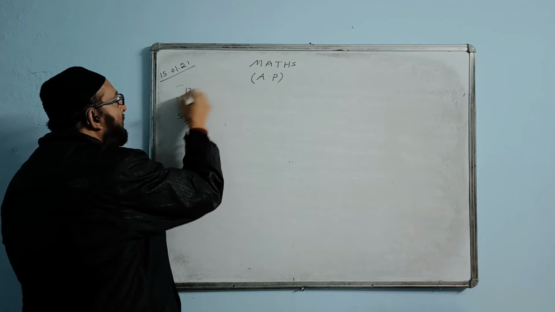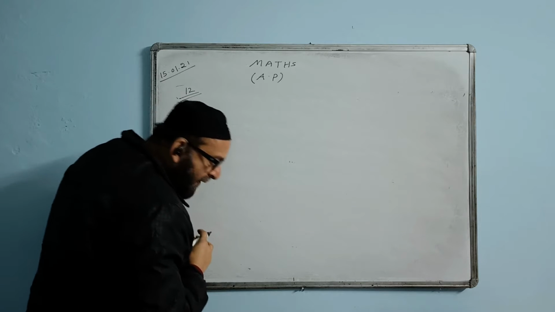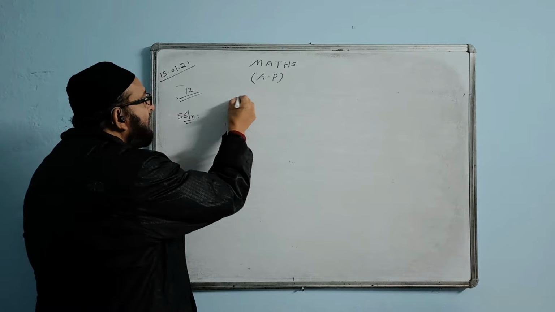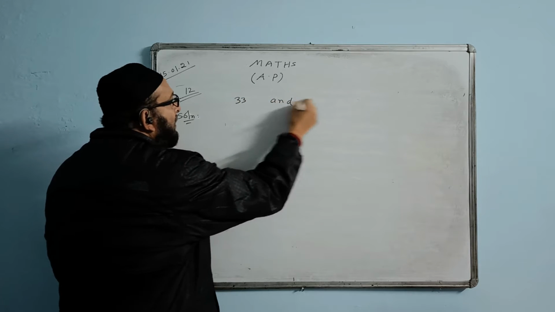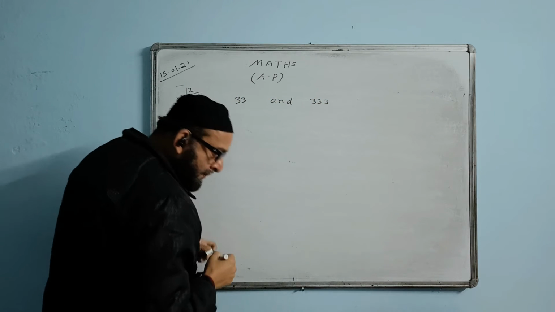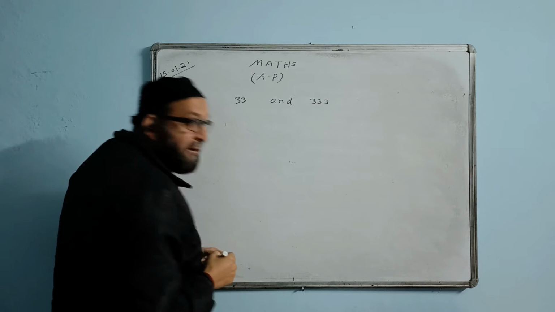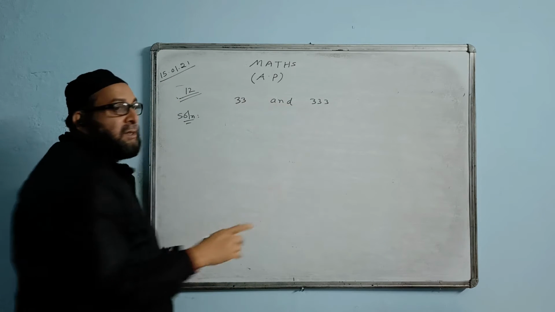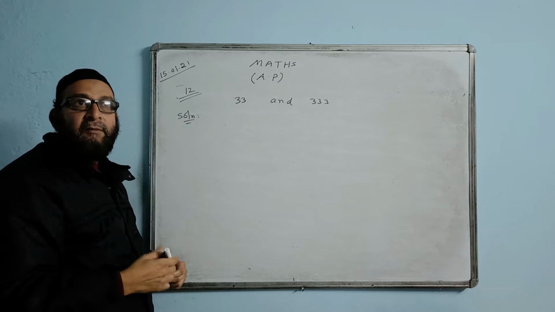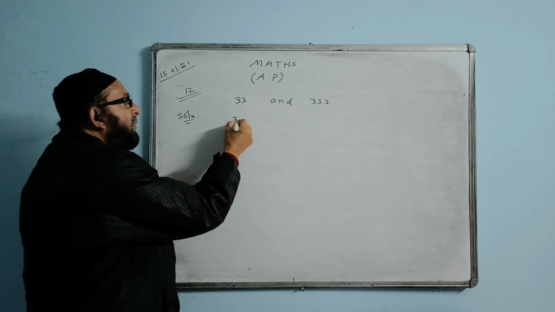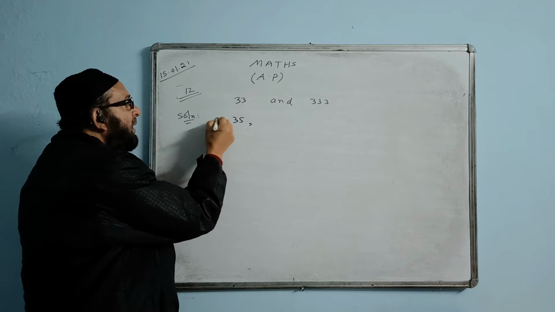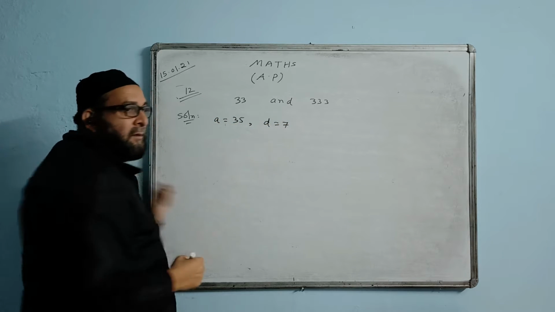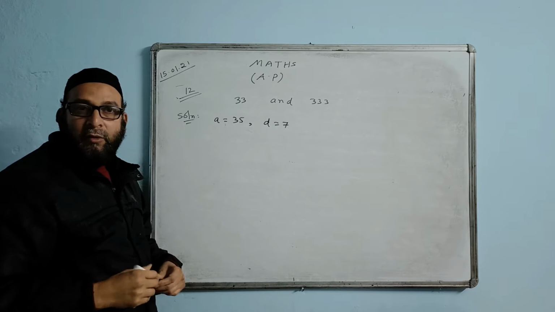Number 12. Find how many numbers between 33 and 333 are divisible by 7. We'll check what is the first number between them that is divisible by 7. First one is easy: 7 fives are 35. The first number will be 35. So the A value will be 35 and the B value will be 7. A difference of 7 you have to maintain, since they are all divisible by 7.